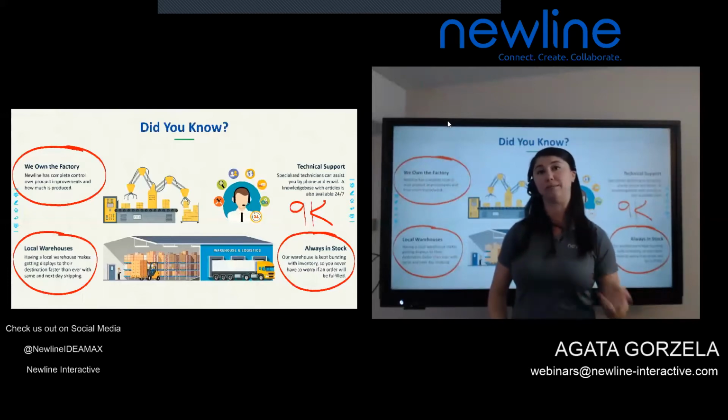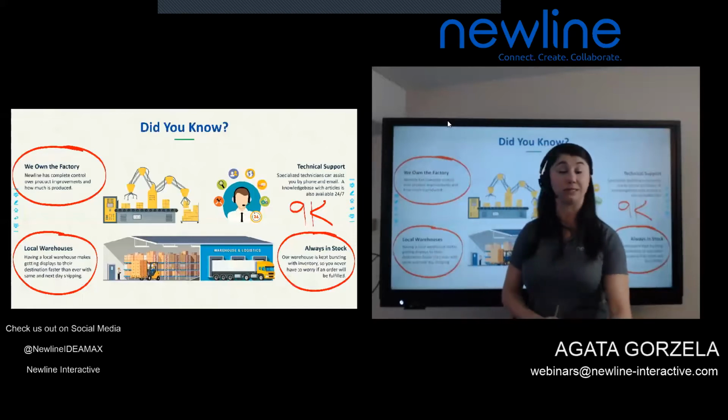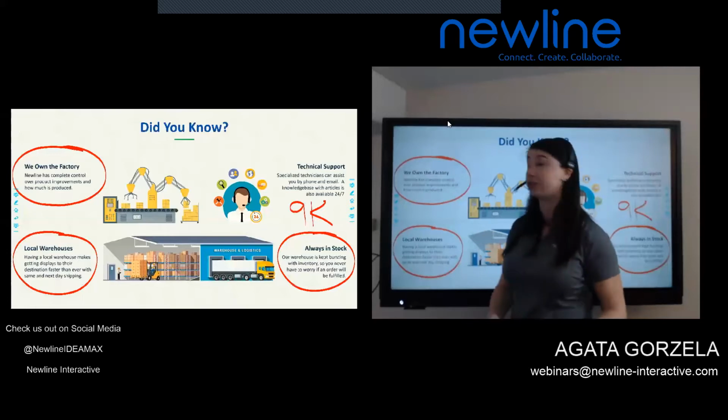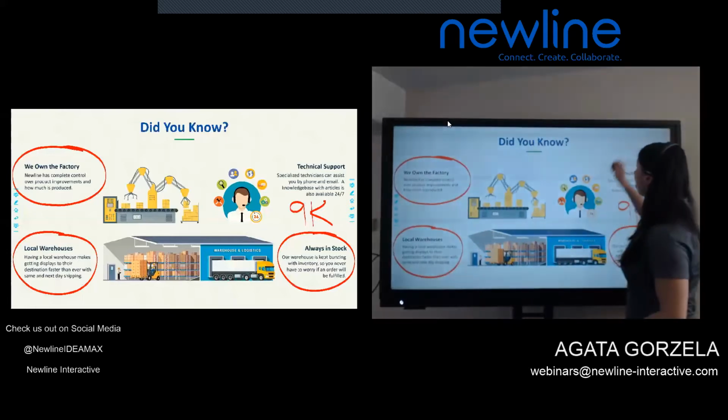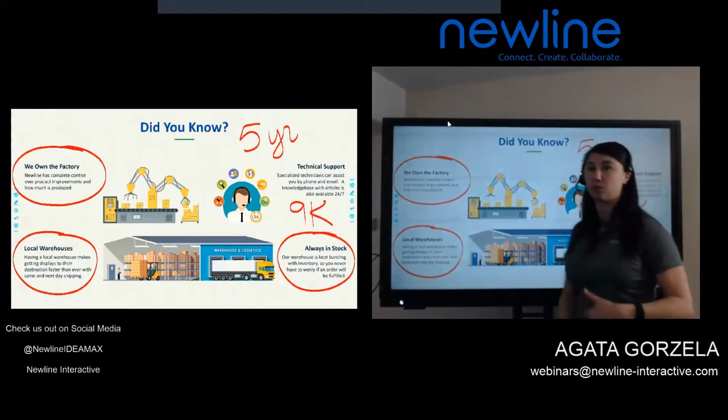So the turnaround time is quick, right? So we're always in stock, meaning you're not waiting on us if you place an order for 100 displays, and we have those local warehouses to make that shipping time faster. Now, another cool thing is all of our education displays come with a 5-year advanced replacement warranty.